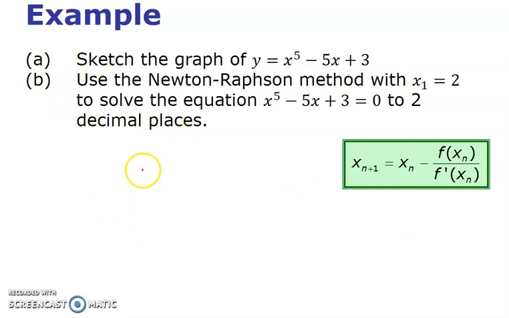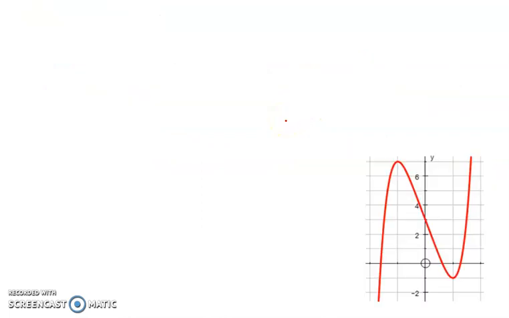So first of all, it says sketch the graph of y equals x to the 5 minus 5x. Well, it's x to the 5. So that's the graph. So you can just see it goes up, it comes down, and you notice there's 3 places where it hits the 0 line.